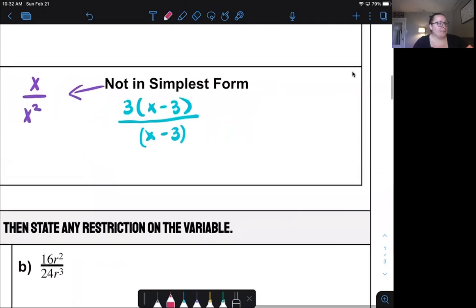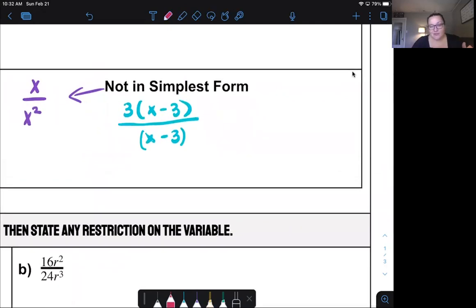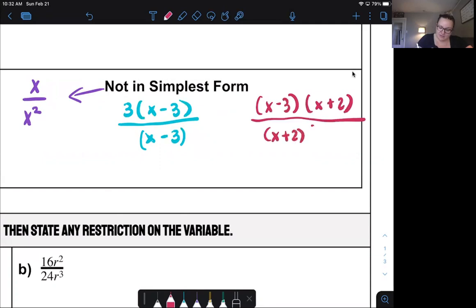Let's do one more. So another example of a rational expression could be x minus 3 times x plus 2 divided by x plus 2 times x minus 1. So again, x plus 2 and x plus 2 are in the numerator and the denominator. X plus 2 divided by x plus 2 would simplify, leaving us with x minus 3 divided by x minus 1.